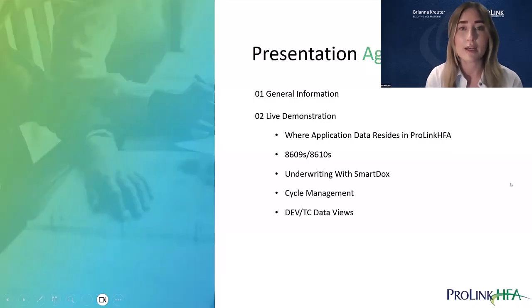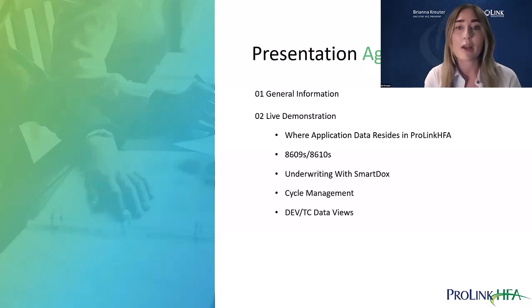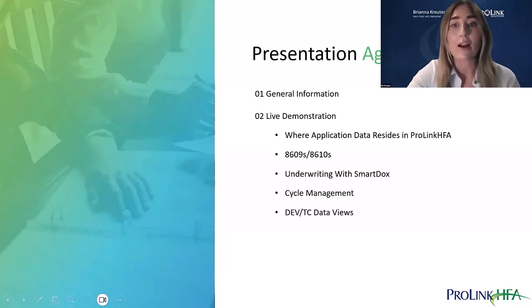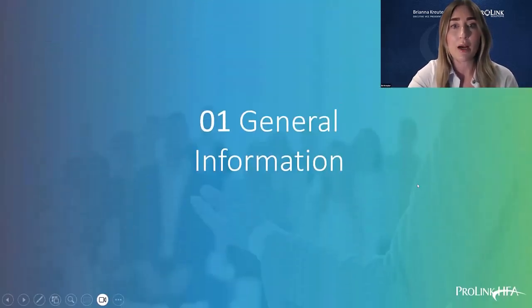Here's just a quick agenda that we'll be running through. So I'm going to cover general information here for just a few minutes at the beginning. Then we'll hand it over for a live demonstration. We're going to talk about where application data resides in ProLink. We're going to talk about 8609s and 8610s, underwriting with SmartDox, cycle management, and Dev and TC data views, and our ad hoc reporting tool available through the module.